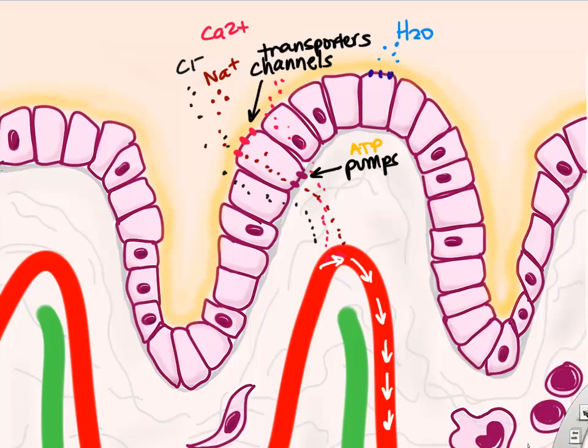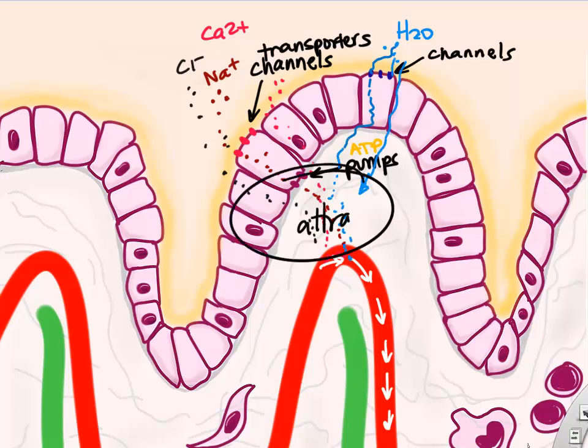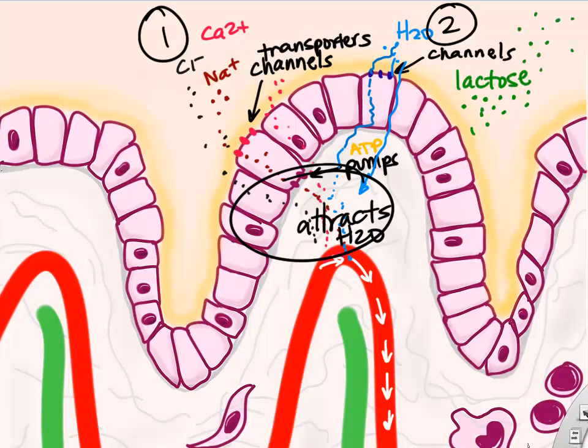Water tends to follow these ions by osmosis, and water can either flow through channels into the cell or between the cells. But again, we absorb the water, which is attracted to all those little ions through osmosis. So now we have absorbed your ions, your calcium, your water.